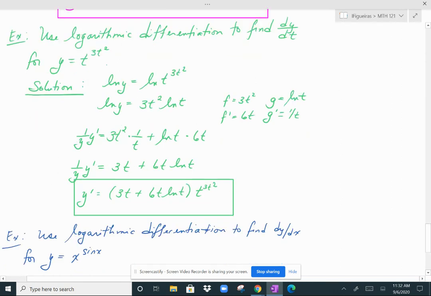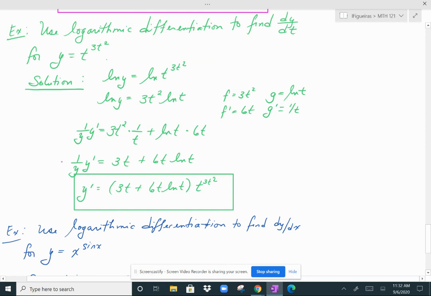So the next step is to multiply both sides by y so that I get y prime alone. But remember, the y is equal to the original problem. So I replace that y right here. So your final answer is what you see in the box. y prime is equal to, in parentheses, 3t plus 6t ln of t, times your y, which is t to the 3t squared.